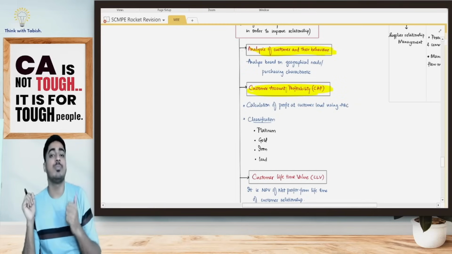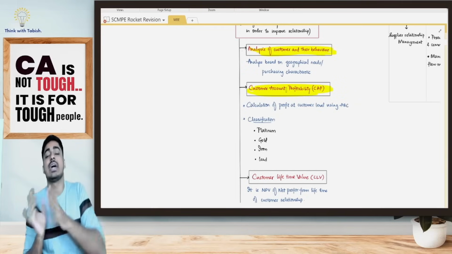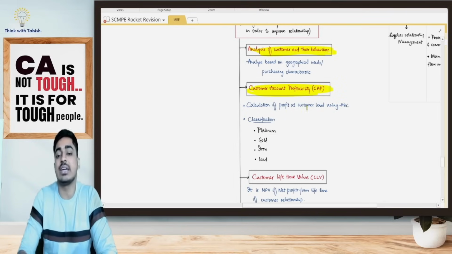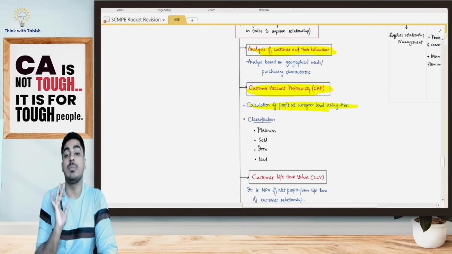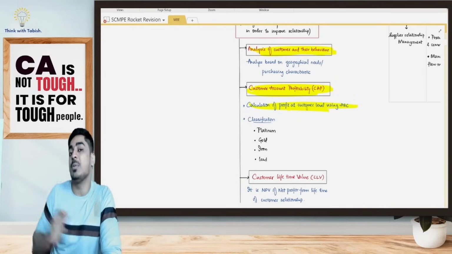Based on that, I'll be getting the profit for the customer. While I'm getting the cost, I should be using activity-based costing so that I correctly distribute my cost. Calculation of profit at customer level. Once I've got my profit, it may be possible that one customer in the current year is not profit making.